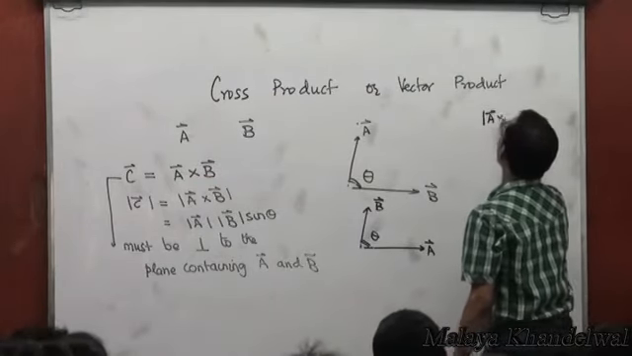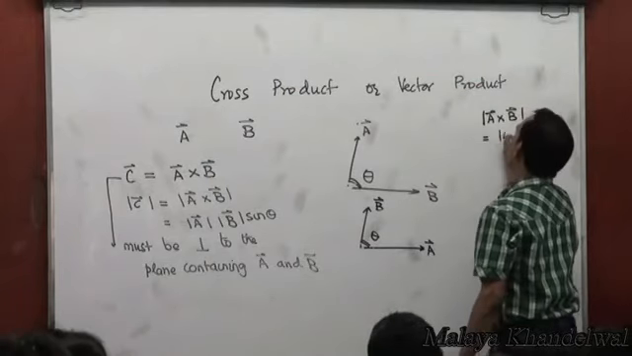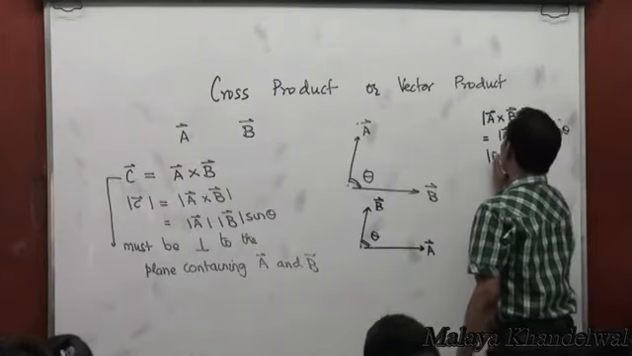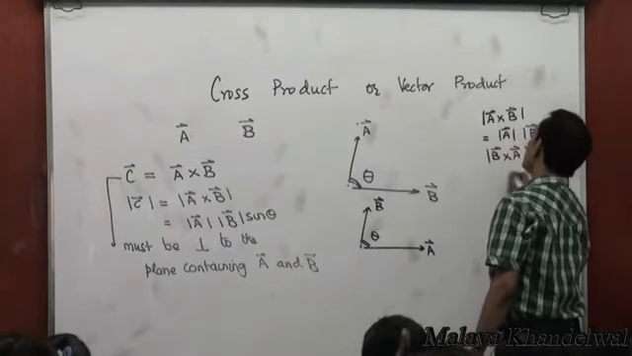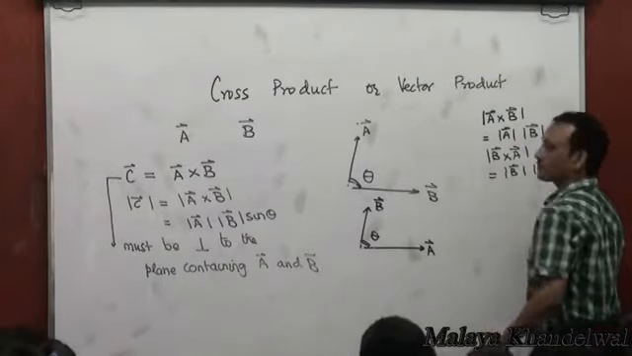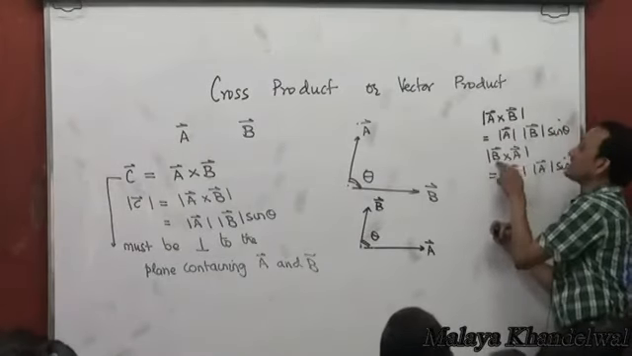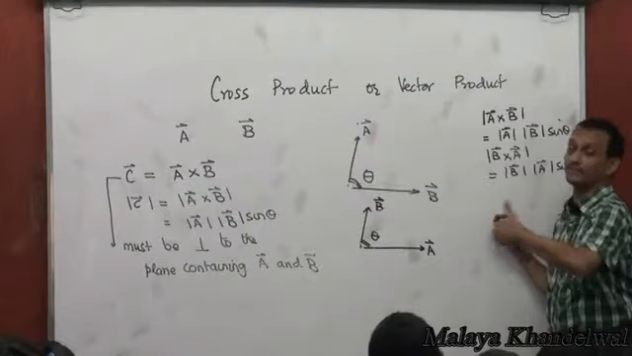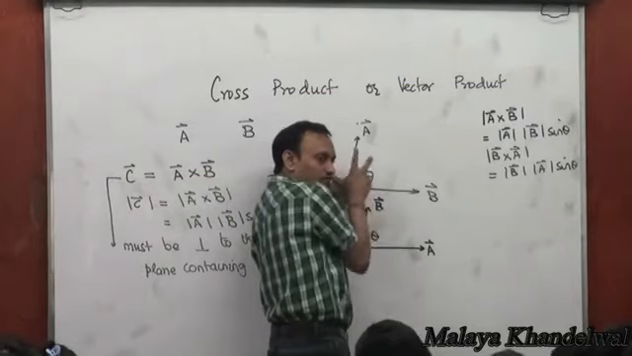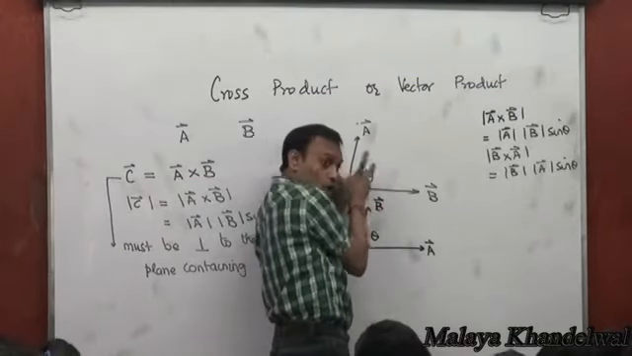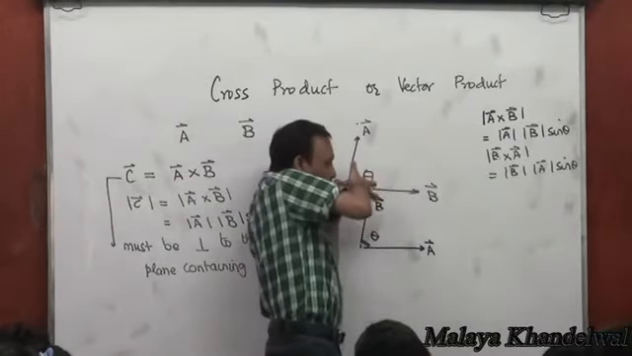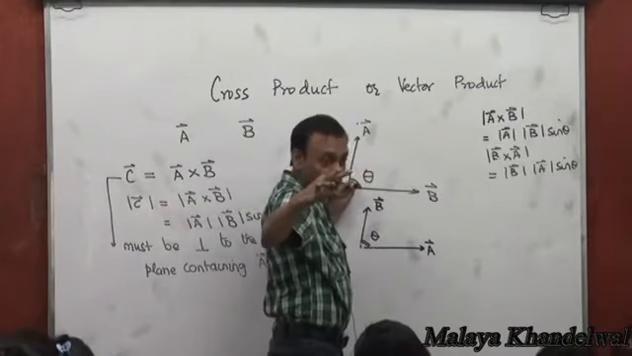Magnitude of A cross B is magnitude of A into magnitude of B into sine theta, whereas magnitude of B cross A is going to be magnitude of B into magnitude of A into sine theta. Is that okay? So one thing for sure, magnitude of A cross B is the same as magnitude of B cross A. However, direction. Look, A cross B will go into the plane of the board. You rotate the screw from A to B. But in B cross A, you will have to rotate the screw from B to A. So if you rotate the screw from B to A, it will come out of the plane of the board.